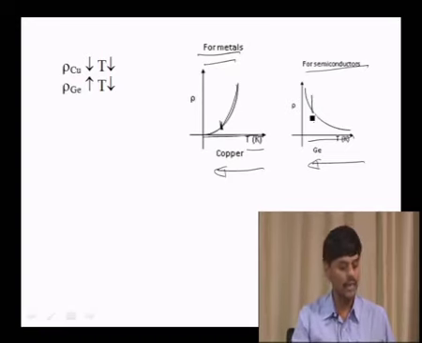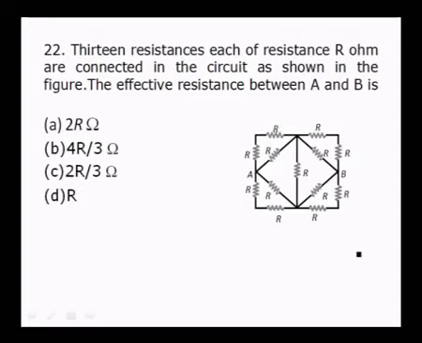Question number 22. 13 resistors, each of resistance R ohm, are connected in a circuit as shown in the figure. The effective resistance between A and B is: option A, 2R ohm; option B, 4R by 3 ohm; option C, 2R by 3 ohm; and option D, R ohm.